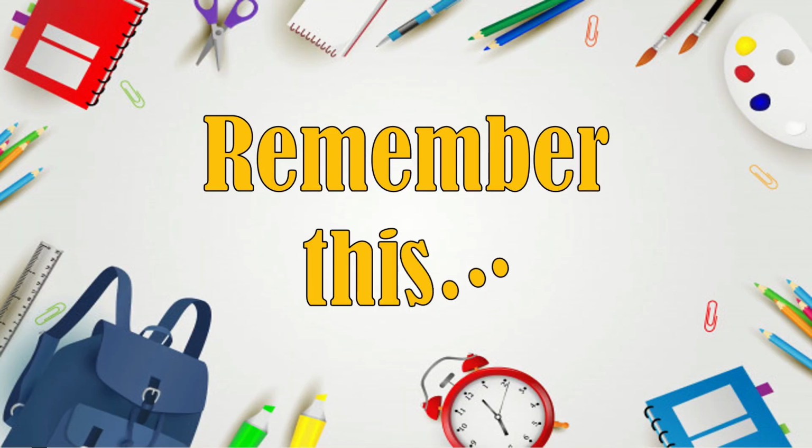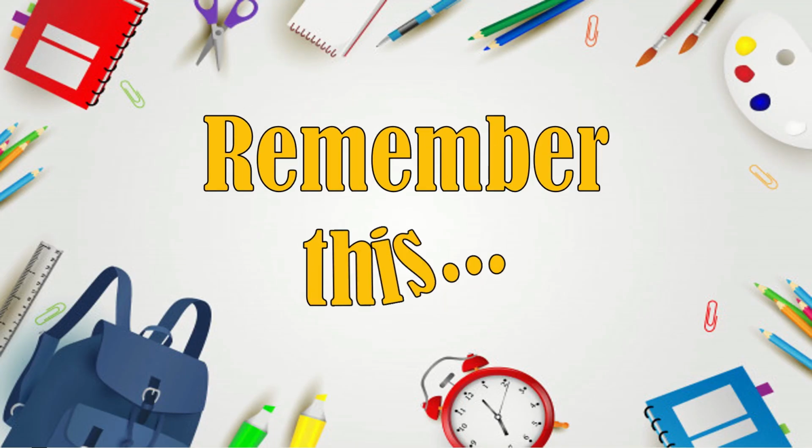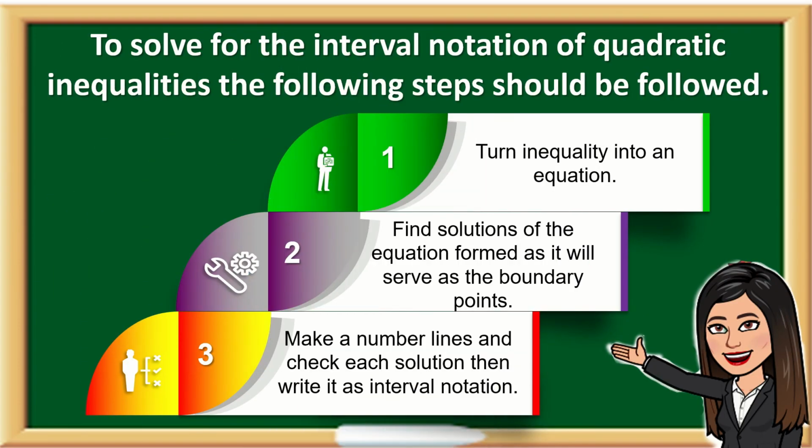So always remember this. To solve for the interval notation of quadratic inequalities, the following steps should be followed. Step 1. Turn the inequality into an equation. Step 2. Find the solutions of the equation formed, as they will serve as the boundary points. Step 3. Make a number line and check each solution, then write it as interval notation.